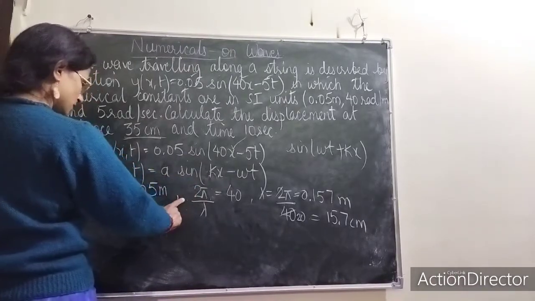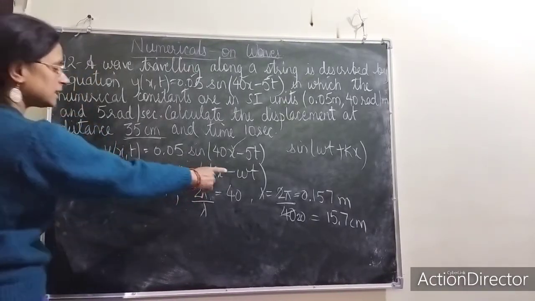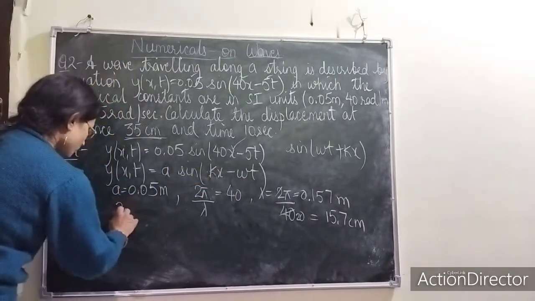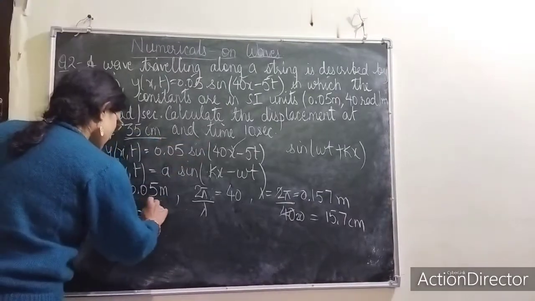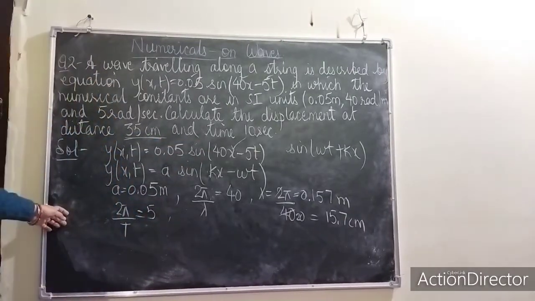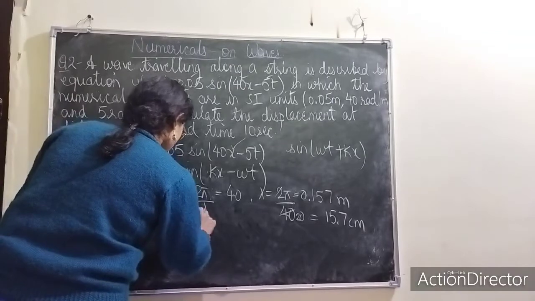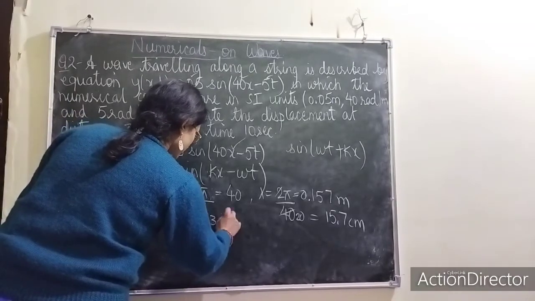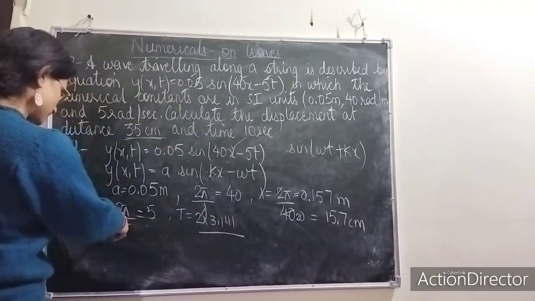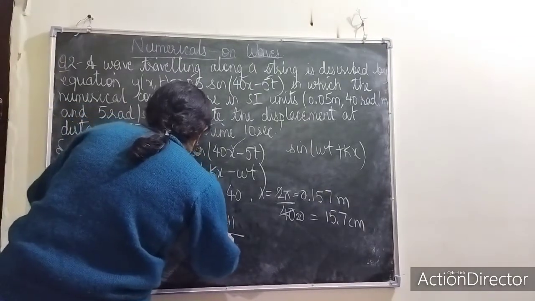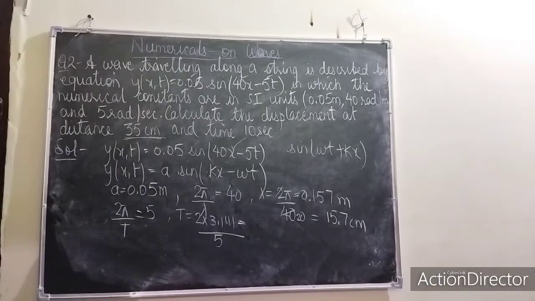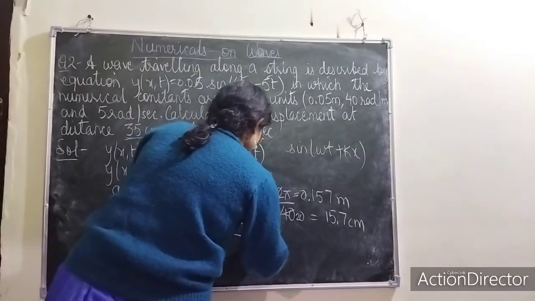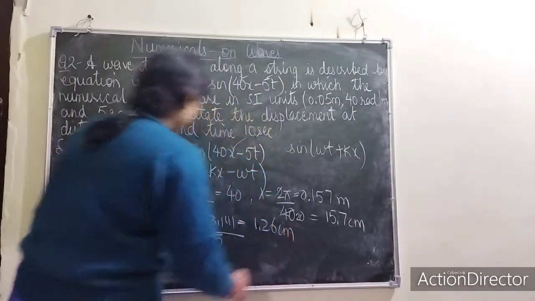This is lambda, this is the remaining thing. Now we will write about this. Omega is 2 pi upon T, and it is equal to 5. So T will be equal to 2 into 3.141 upon 5. When we solve it, we will get the value as 1.26, directly in centimeter form as I told you.